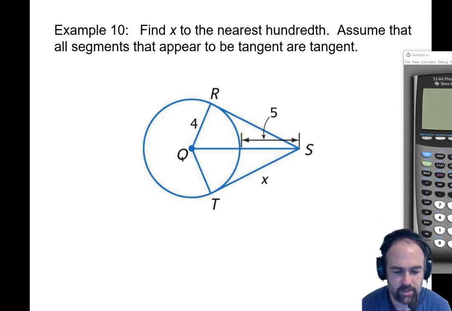Okay. Number 10, last example of the day. Find x to the nearest hundredth. Assume that all segments that appear to be tangent are tangent. So let's see what we've got here.